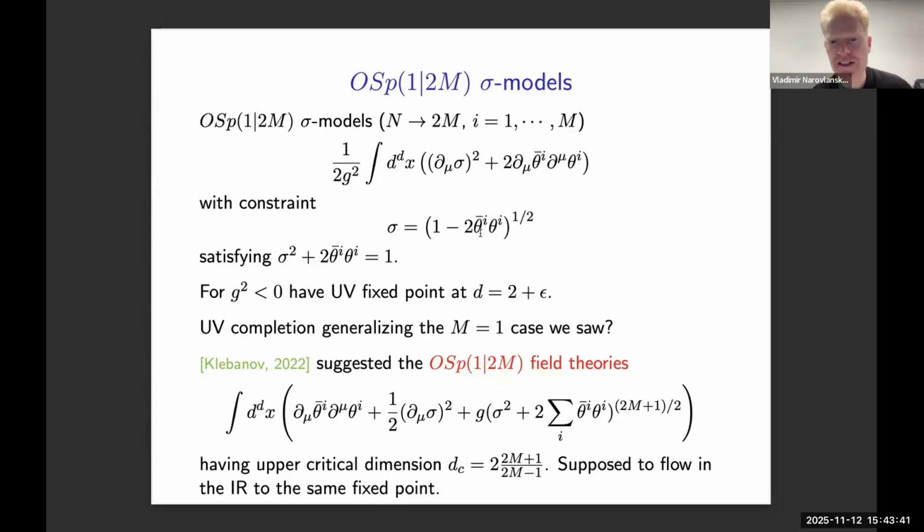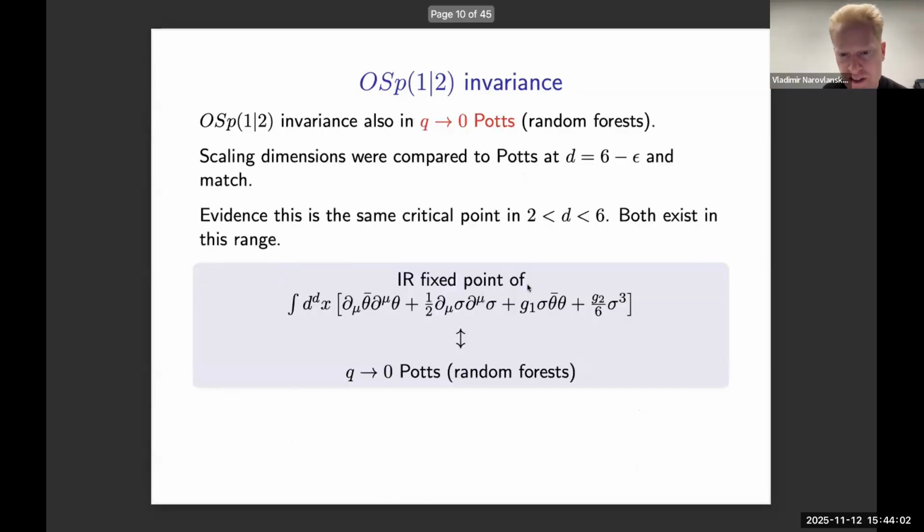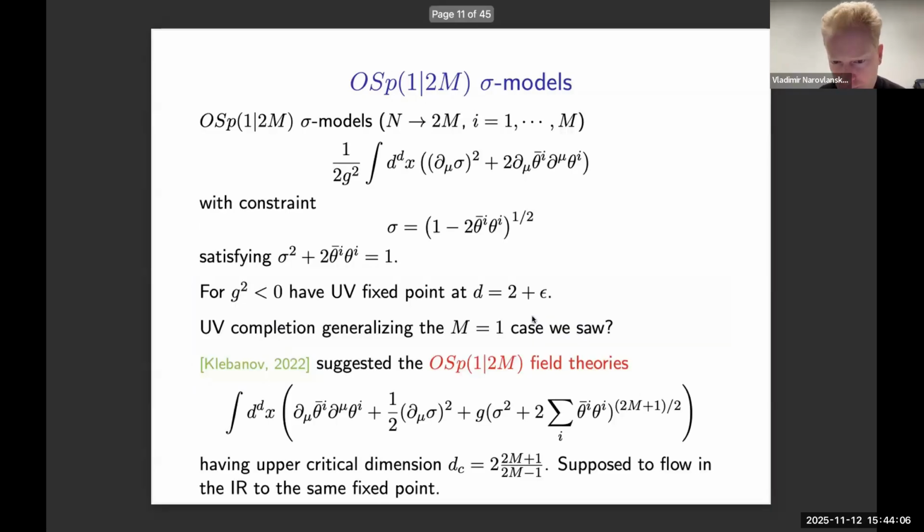Now this sigma model, again, is not renormalizable above 2 dimensions. But it has a UV fixed point if you do 2 plus epsilon dimensions. And you can ask, similar to what we just discussed, is there another theory that in the IR will flow to the same critical point that has this OSP 1-2m symmetry? So for m equal to 1, we said what it is, right? It's this theory. What about higher m? We want to generalize this.